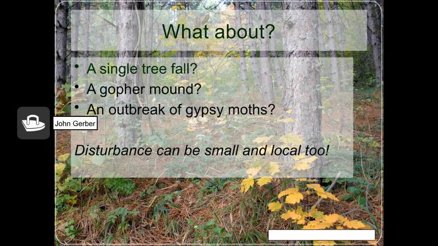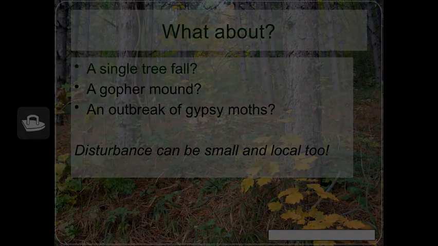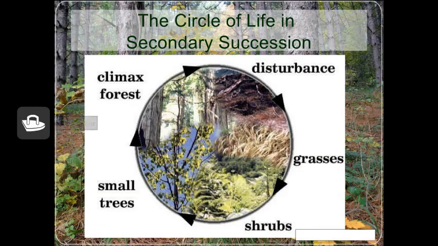Secondary succession doesn't have to be quite this dramatic, of course. A single tree falling in the woods can create an opening where secondary succession begins. A gopher mound or an outbreak of gypsy moth can all cause a change in the ecosystem that results in secondary succession. Even with mature ecosystems, such as a deciduous forest, a tree could fall in the woods or a fire could start this process all over again.